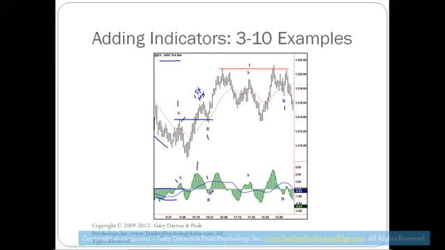Notice that the 310 comes down below the 0 line. We get that key reversal at support. There we go. There's a nice trade to the upside.